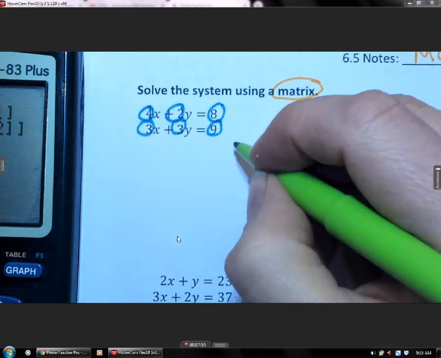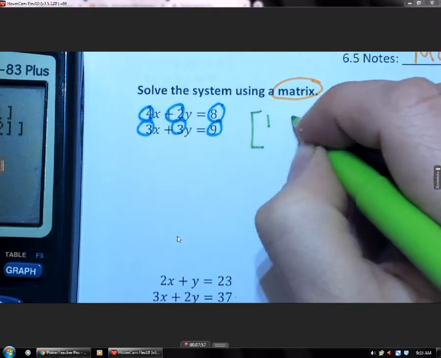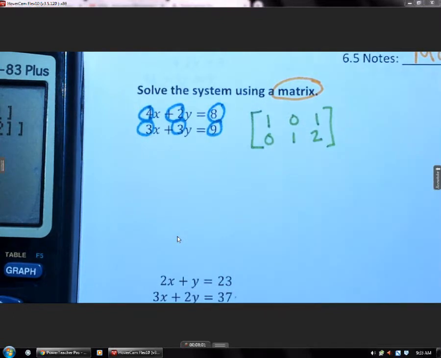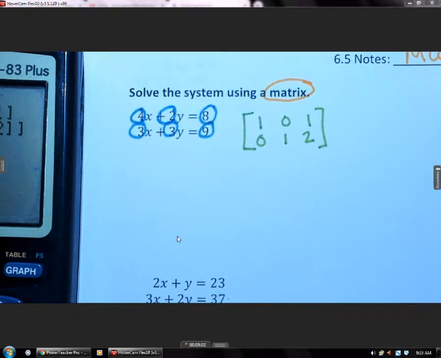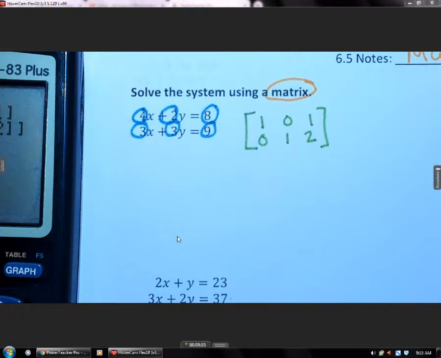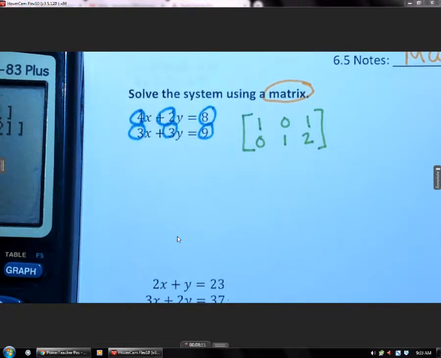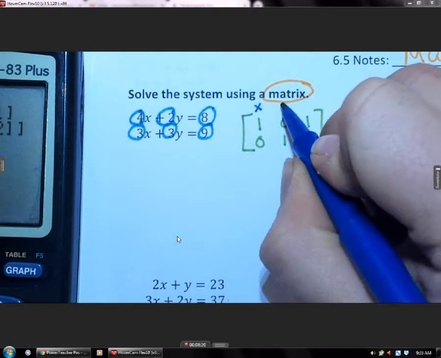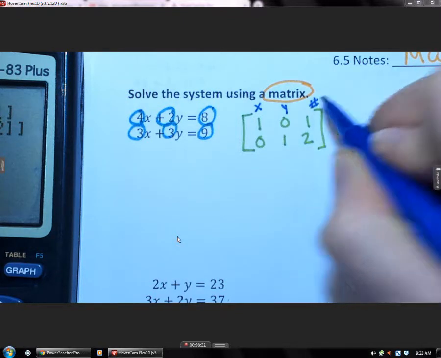When we did the solved out version, it gave us 1, 0, 1, 0, 1, 2. The way a matrix works, you don't have to understand this, but I'm going to explain it so that it makes sense. If you got different numbers, that's okay. Just go with me for right now. This column in a matrix is the X column, this is the Y column, and this is the number column.